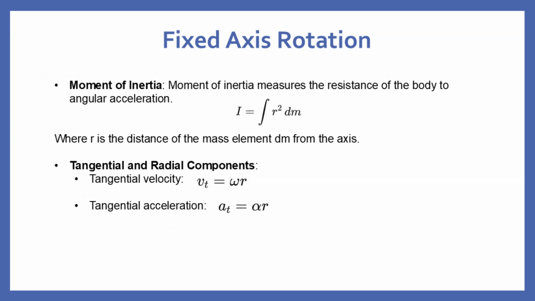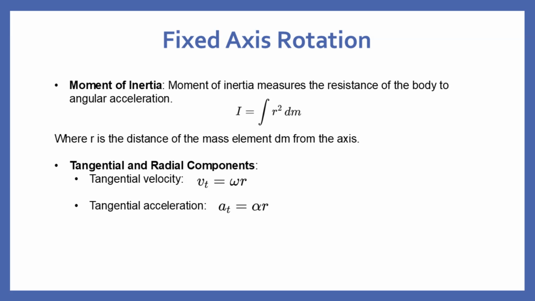Let's explore the moment of inertia. When a rigid body rotates around a stationary axis, all points on the body follow circular paths around that axis. The moment of inertia measures the body's resistance to changes in its rotational motion. It's calculated as the integral of the distance squared from the axis of rotation times the mass element.